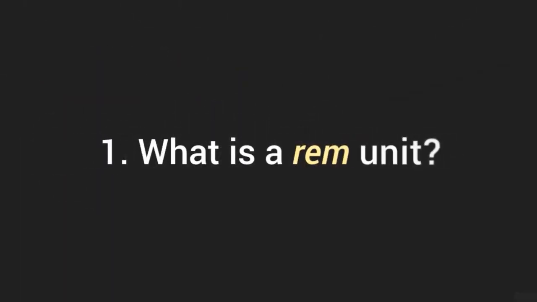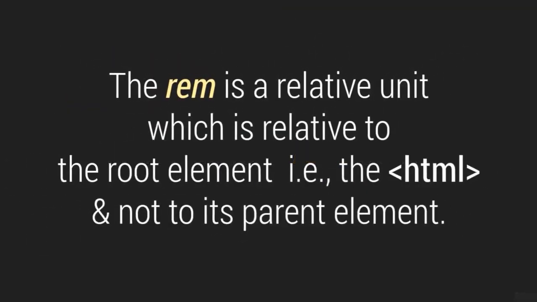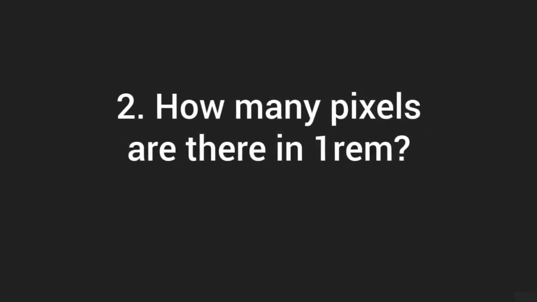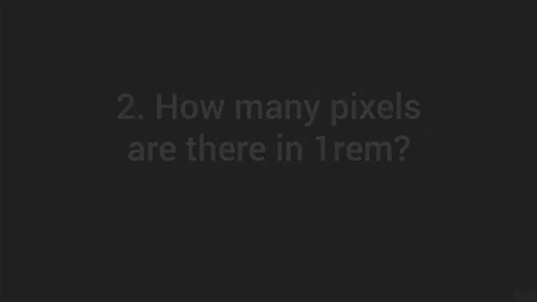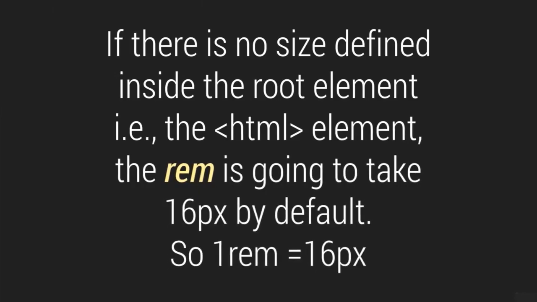So let's talk about the questions. What is a rem unit? So the rem is a relative unit which is relative to the root element, that is the HTML, not to its parent element. The next question is how many pixels are there in one rem? If there is no size defined inside the root element, that is the HTML element, the rem is going to take 16 pixels by default. So one rem equals 16 pixels.